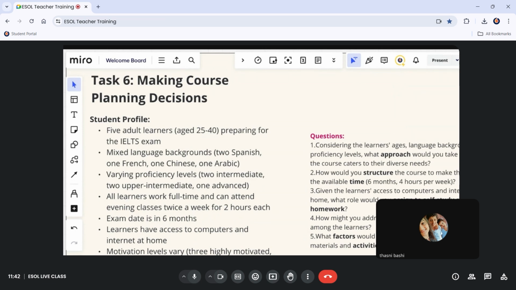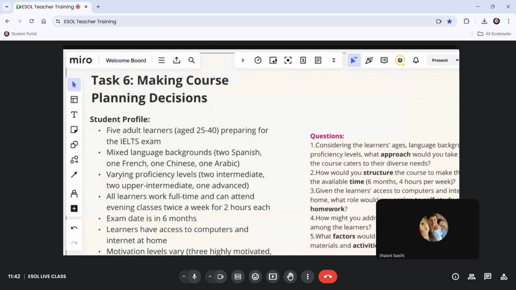So it would be like dividing the weekly 4 hours into 2 hour sessions, ensuring a balanced mix of skill development, listening, speaking, reading in each session, and allocating time for interactive activities such as discussions, role plays, and presentations to develop speaking and listening skills.